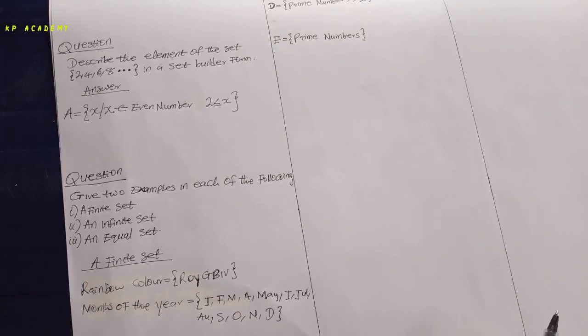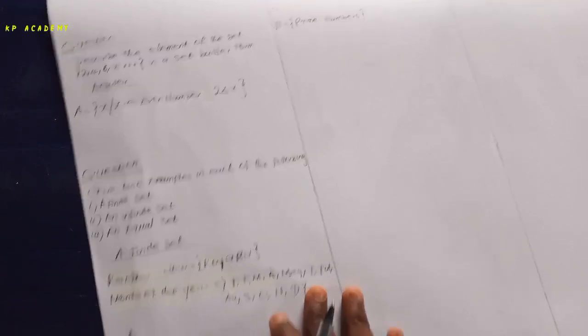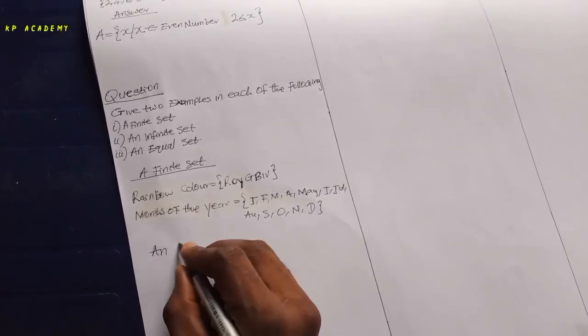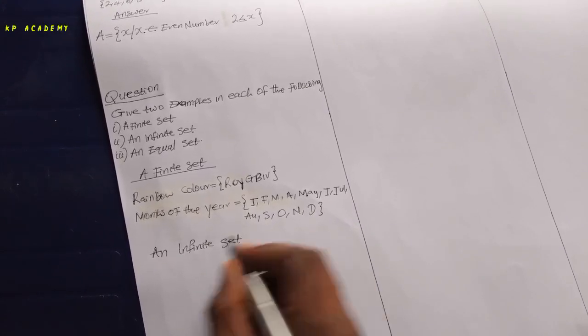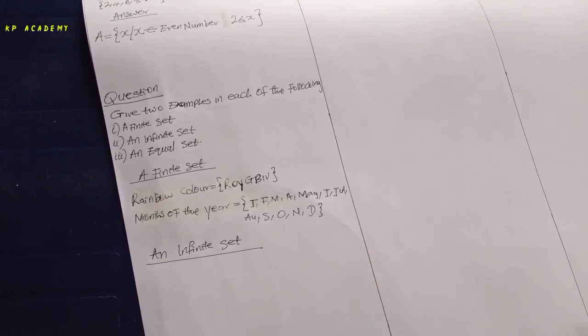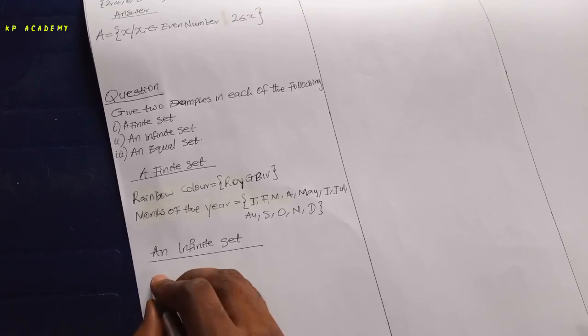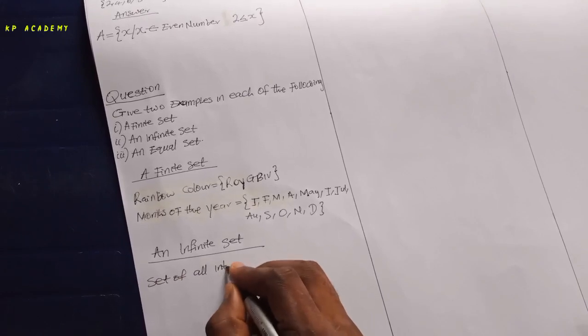Now the next one on the list, which is infinite set, is nothing but a set whose elements are infinite. All right, an infinite set is a set whose element is infinite. So a good example of an infinite set is the set of all integers.